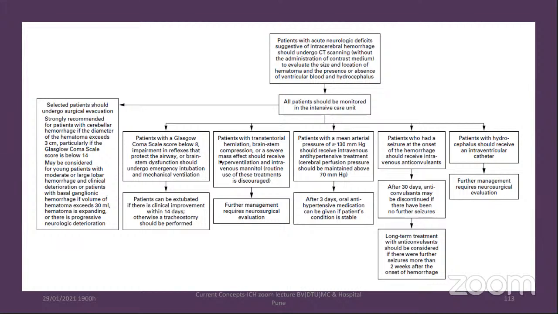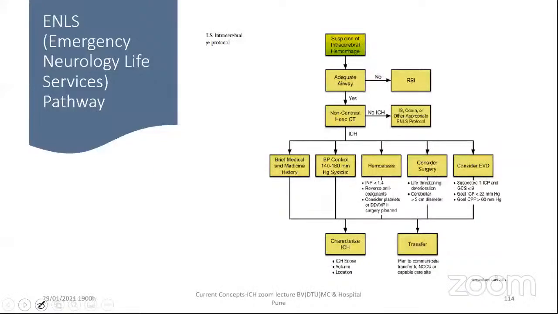What are the factors by which we choose? Patients with hydrocephalus should receive an intraventricular catheter, and this catheter you can keep for 3 days, and beyond 3 days usually infection will bother us, so we will not use that. Patients with a mean arterial pressure of more than 130 millimeters of mercury should receive intravenous antihypertensive treatment, and cerebral perfusion pressure should be maintained around 70. The drug which we would like to use is nicardipine infusion, but it is better to have an IV drug than oral medications for it.